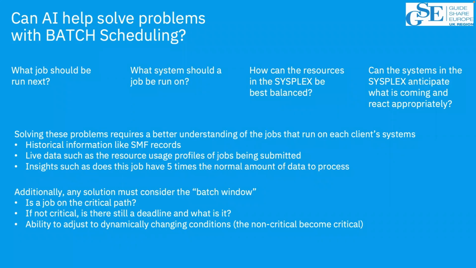Then obviously we need to consider information that is available to the scheduler. So is a job on a critical path? If a job is not critical, does it have a deadline, and what is it? And the possibility to adjust dynamically the conditions. For example, non-critical jobs that become critical because they are modified by customers or for any other reason.